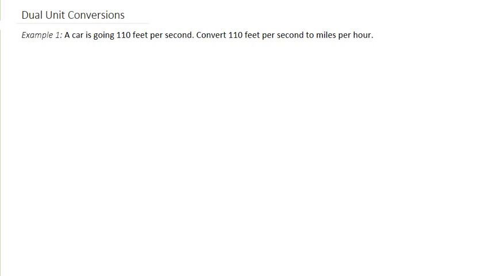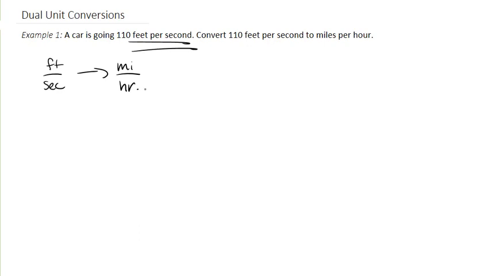Dual unit conversions. Example 1. A car is going 110 feet per second. Convert 110 feet per second to miles per hour. So for this problem, we are going from feet per second, and we want to get to miles per hour.